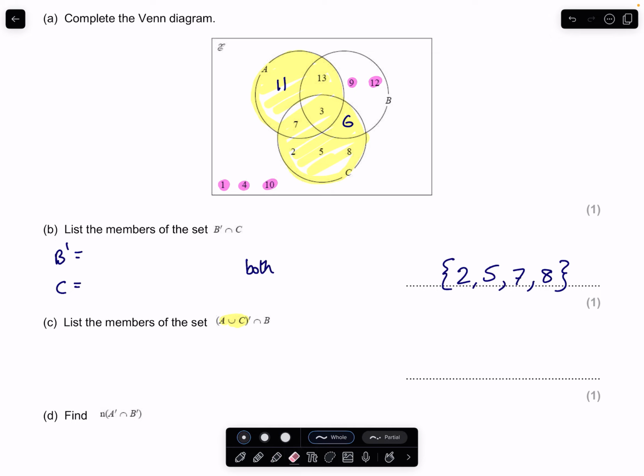So just very quickly, all of this stuff in pink, the complement of the union of A and C, I've highlighted in pink. Then, what is in that and B? In other words, of all those pink numbers above, which ones are also in B? 9 and 12 are the only ones that we have. So 9 and 12 is our answer for this part.